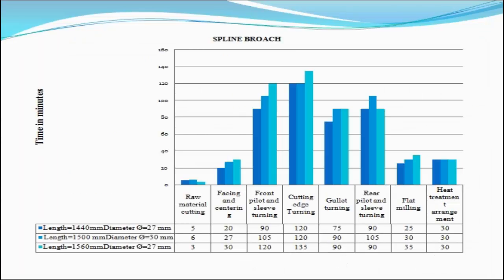This is a monogram or a bar graph which shows the diagrammatic representation of the time required for broaches of 3 different lengths for a spline broach. We could see that they are demarcated with 3 different colors. These different colors show the different lengths of the broach tool.